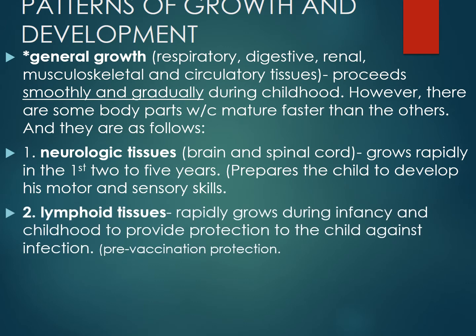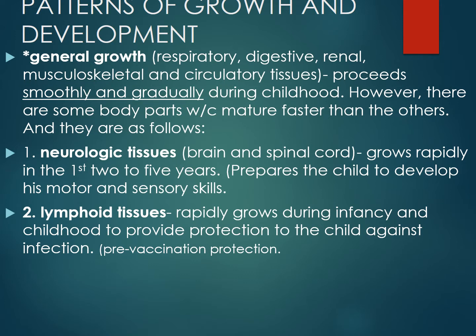Another organ that changes differently is what we call your lymphoid tissue. Your lymphoid tissues are actually responsible for the production of antibodies in an individual. The lymphoid tissues rapidly grow during infancy and childhood, and this is to provide protection to the child against infection. Always remember that if a child is not yet vaccinated, he or she is prone to developing certain diseases coming from bacteria, viruses, and fungi, and other things like that.